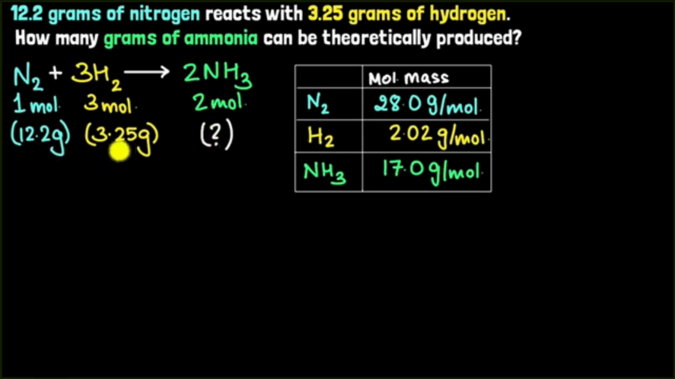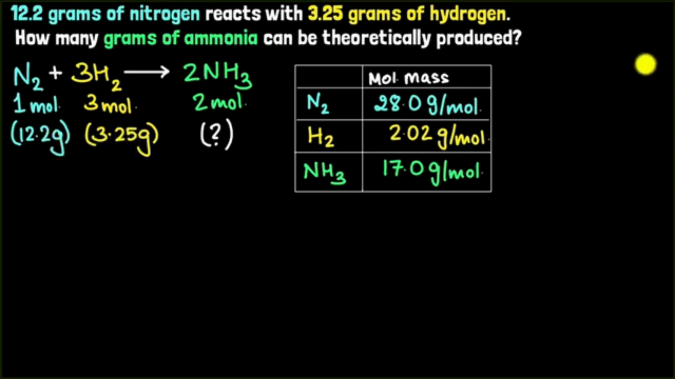All right, so how do we figure out which is the limiting reactant over here? Well, again, in general, there are many ways to do it, but over here, we're going to calculate how many grams of hydrogen we need to completely react with nitrogen. And then we'll look at that number and compare it with what we have, and then we'll decide which is in excess and which is the limiting reactant.